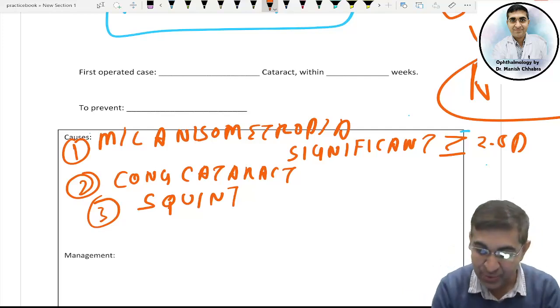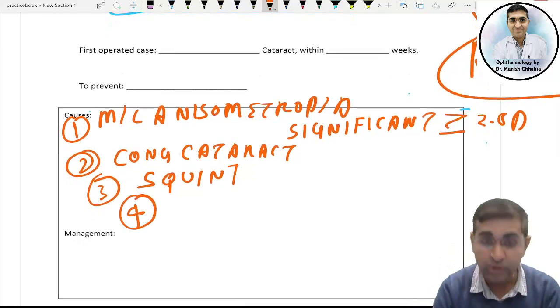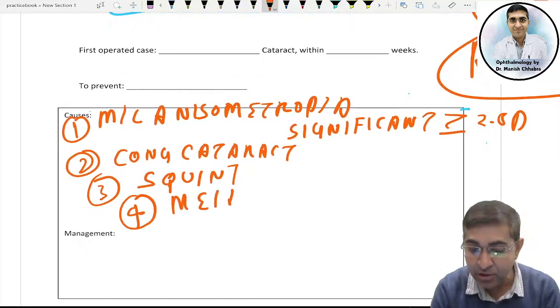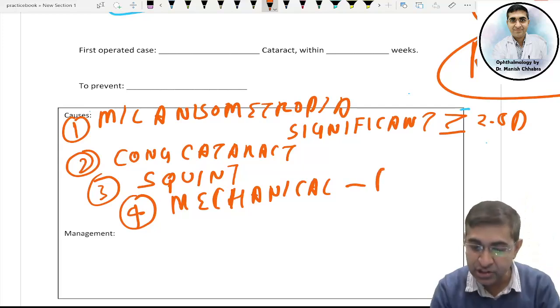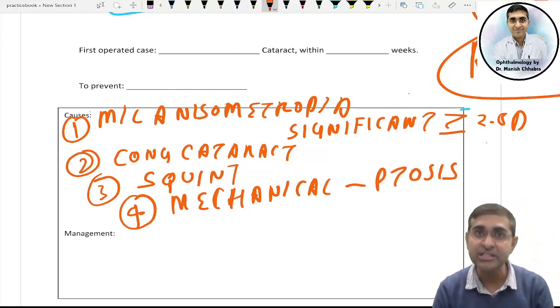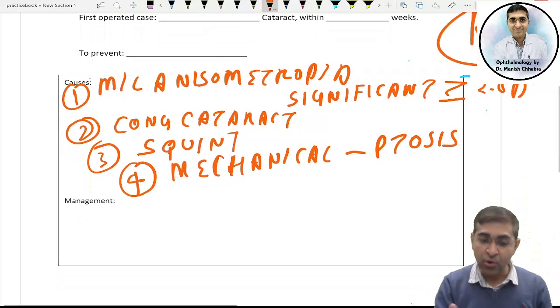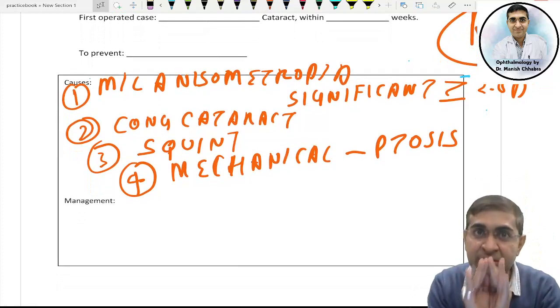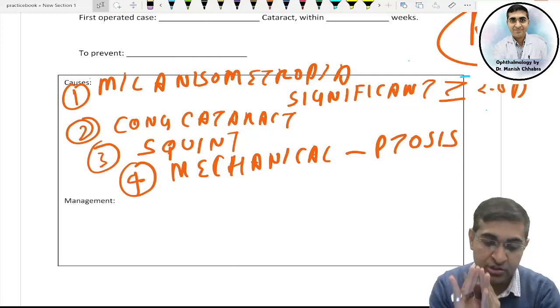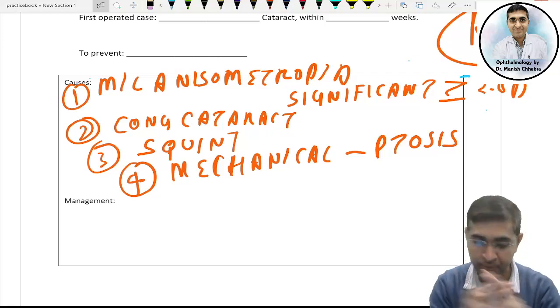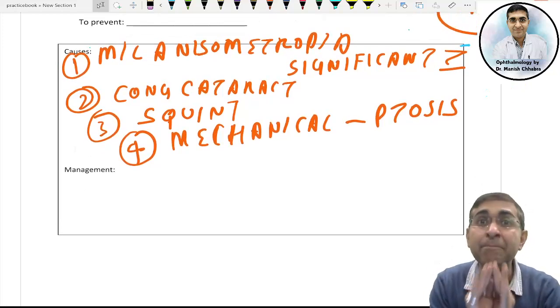So squint. Then fourth, we can have a mechanical cause. Mechanical means there is drooping of the eyelid, which is ptosis. So these are the important causes of amblyopia.